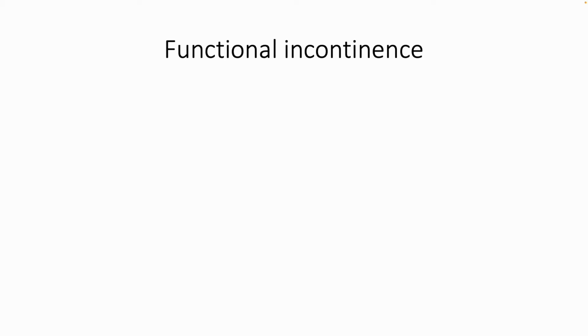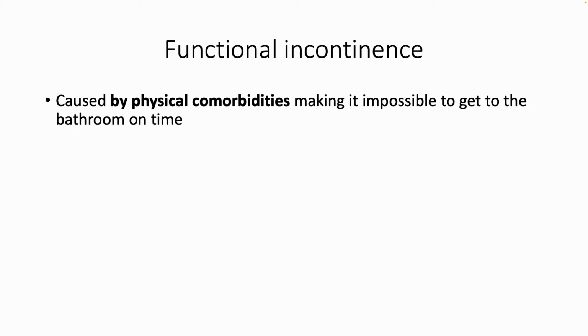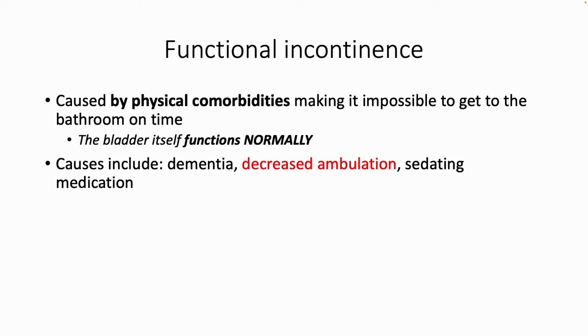Functional incontinence is caused by physical comorbidities which make it impossible for the patient to get to the bathroom on time. However, quite crucially, the bladder itself functions normally. The causes for functional incontinence are things such as dementia and decreased ambulation. So, for example, patients who may have had a hip replacement struggle to get to the bathroom on time. They might be worried there's something wrong with the bladder, but actually it's more so the fact that they're unable to get to the bathroom on time, unlike someone else who is completely healthy.